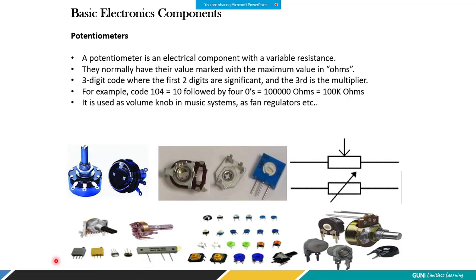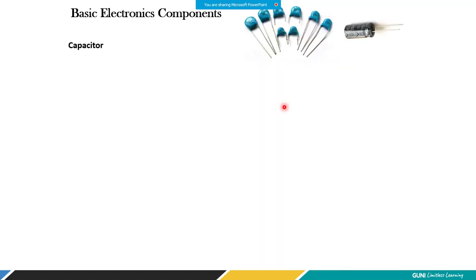So it is used as a volume knob in a music system or a fan regulator. Every day you are using this potentiometer, right? Whether you have a home theater system where you have a regulator, or a fan regulator, when you are moving that regulator, actually what is working inside is the potentiometer. You are varying the resistance actually, right? So that's what you mean by a potentiometer. So if you have a requirement like this, you want to make a circuit like this, you can use this device, right? Another one is the capacitor, right?